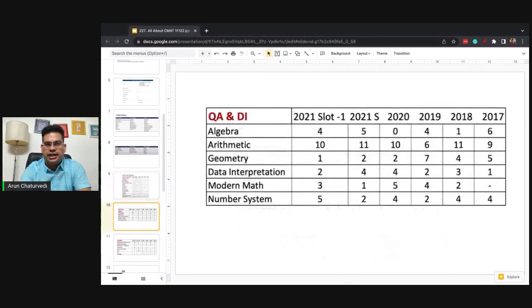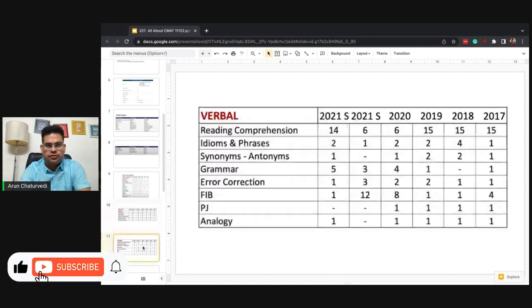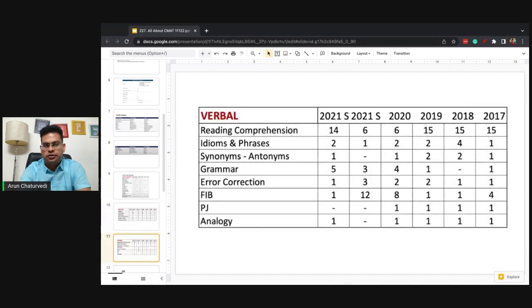Coming to QA and DI, as I have mentioned, algebra and arithmetic have the maximum questions which come in this exam, followed by number system. Modern math is a part of algebra only, so you can consider that. Geometry, not that many questions. Verbal, again RC rules the roost. Maximum questions come from RC.